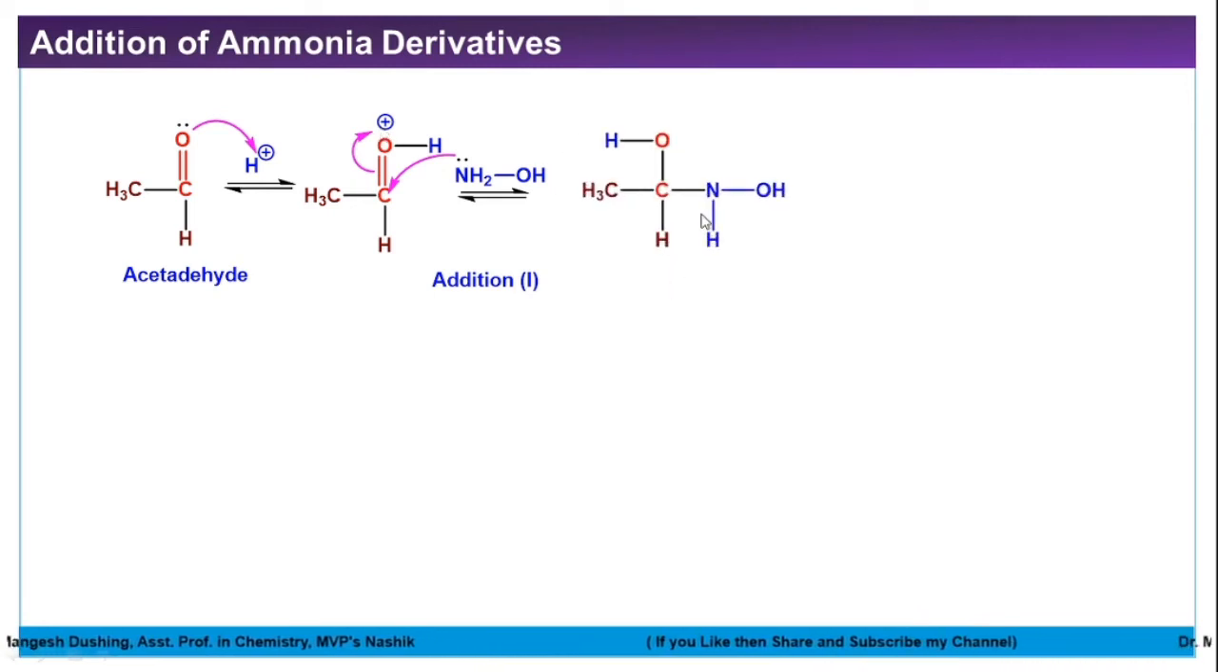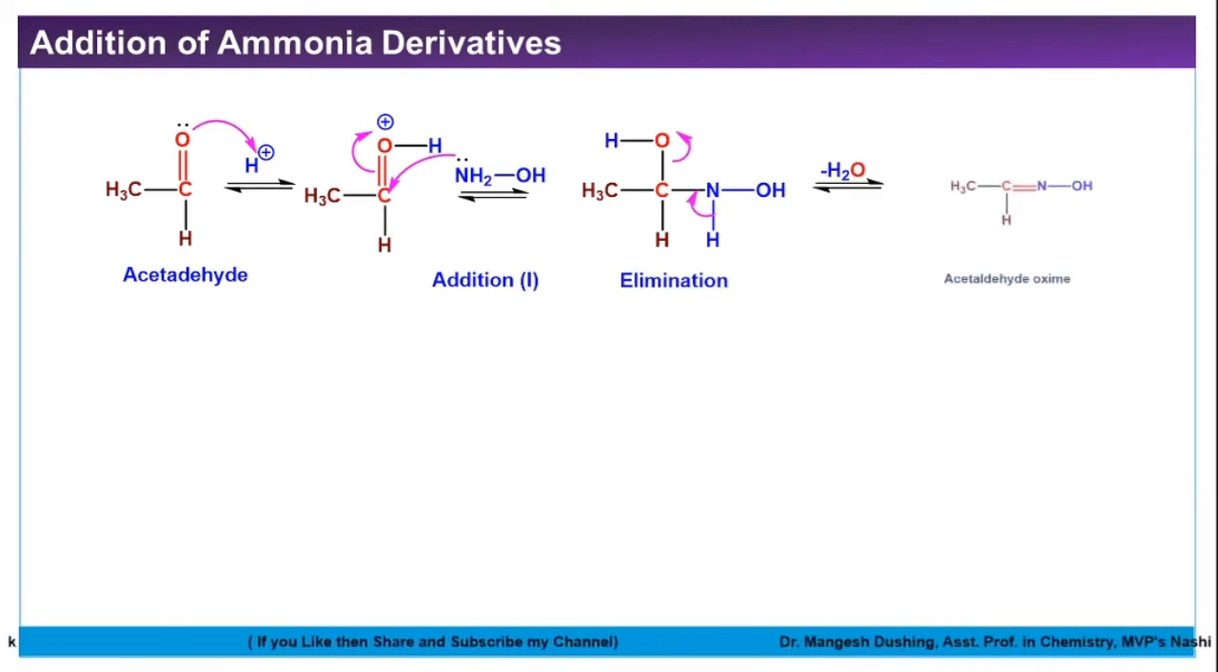This is called the hydroxylamine addition product. After this addition reaction, this acidic hydrogen is still there, so elimination will occur. This acidic hydrogen leaves and its sigma electrons are put over here, so the single bond is converted to a double bond. This single bond will break and the OH minus leaves. So OH minus and H form a water molecule as a byproduct. This reaction is called an elimination reaction as well as a condensation reaction. So we will get this product, acetaldehyde oxime.